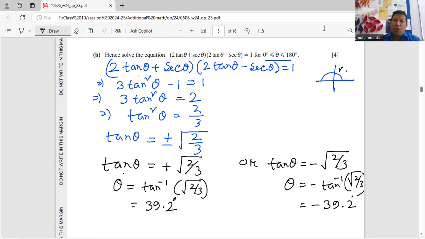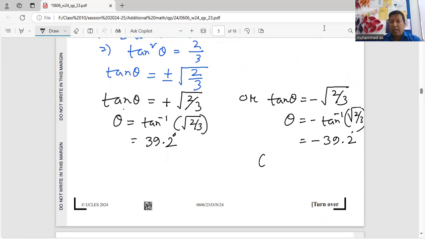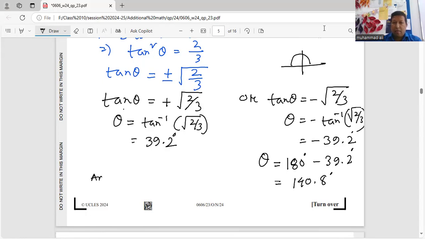We have to write the answer in positive sign, and tan theta is negative in the second quadrant. For this reason, we get the result in the second quadrant from 180. From 180 degrees, we have to subtract 39.2 degrees. So we get 140.8 degrees. So the final answer: theta will be 39.2 degrees, where tan is positive, and theta equals 140.8 degrees, where tan is negative.